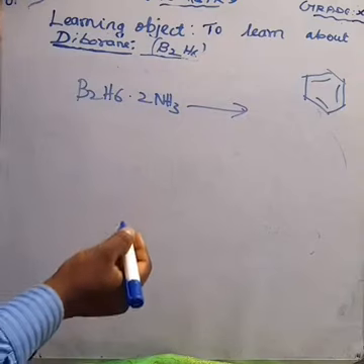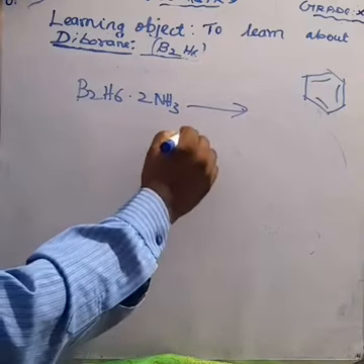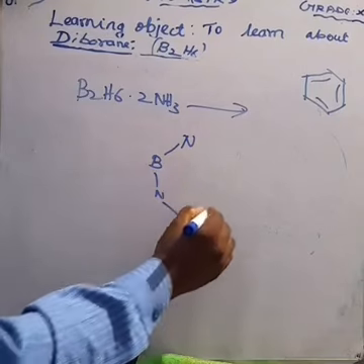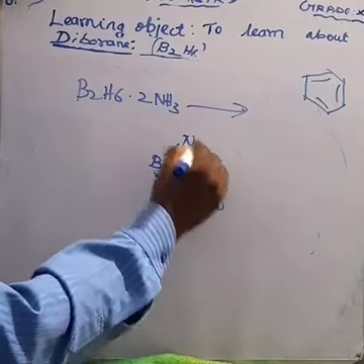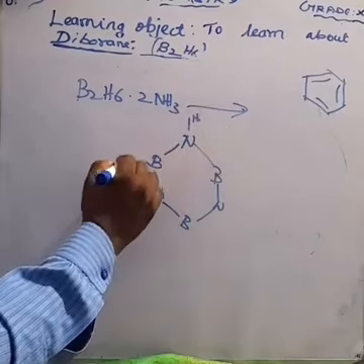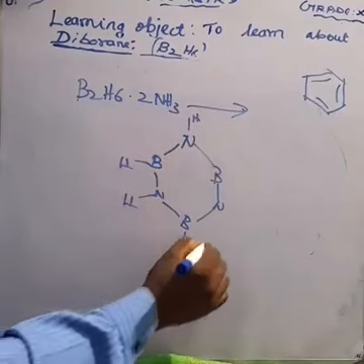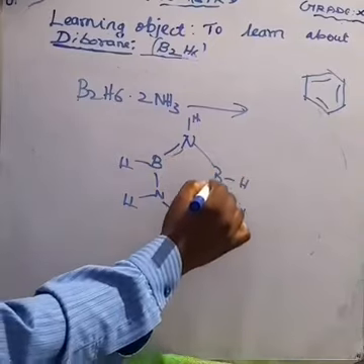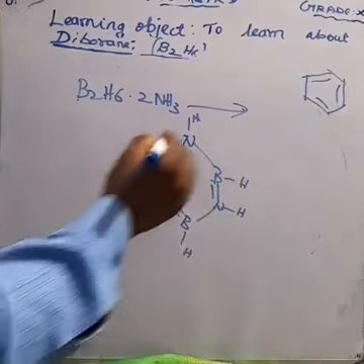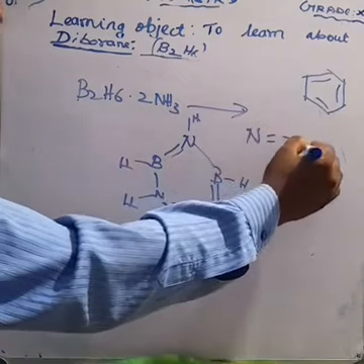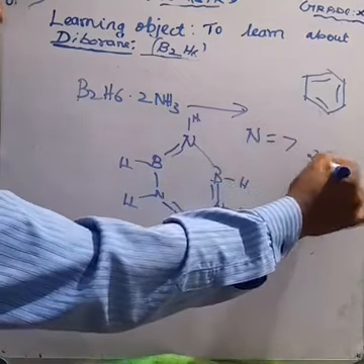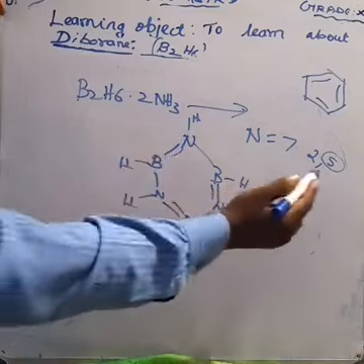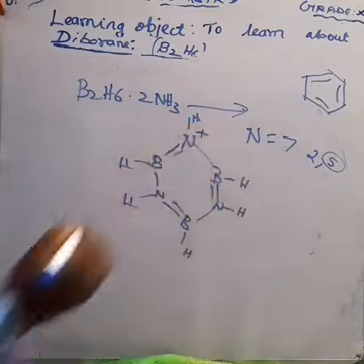Inorganic benzene means nitrogen, next boron, nitrogen, boron, nitrogen, boron, each with hydrogen, six hydrogens. Make it single bond, double bond, single bond, double bond, single bond, double bond. What is the atomic number of nitrogen? It is 7. First shell accommodates 2 electrons, second shell 5 electrons. Am I right? Here having 1, 2, 3, 4, only 4, so we maintain a plus charge.